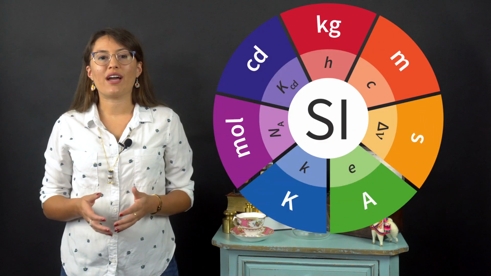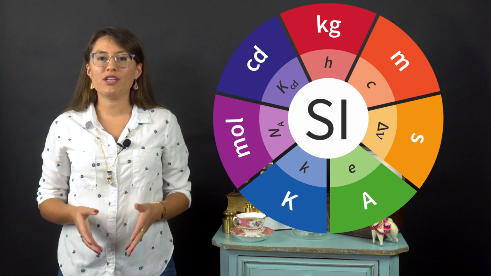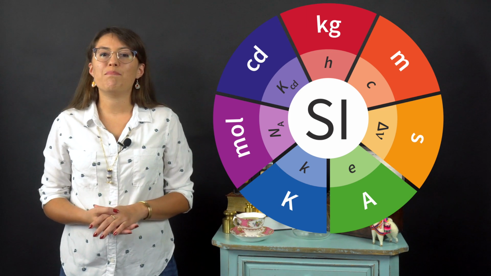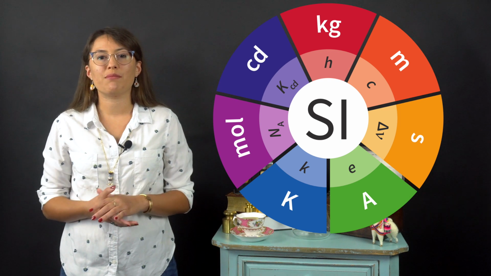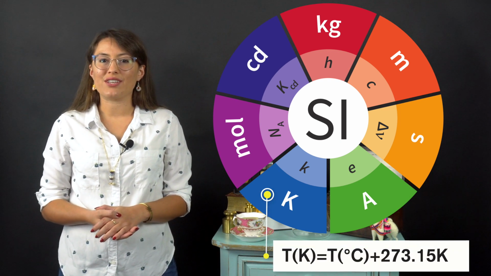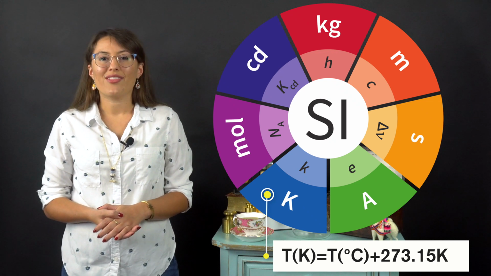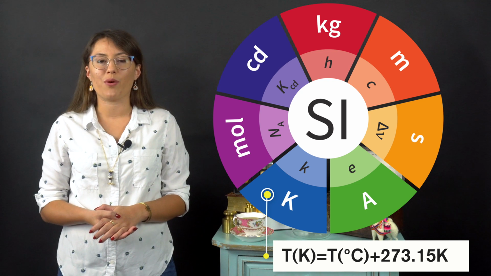We will be using a revised metric system referred to as the International System of Units, which is commonly known as SI units. The base units of the SI system are as follows, and other units can be derived from these base units. It is important to note that the SI unit for temperature is Kelvin. The conversion from degrees Celsius to Kelvin is by adding 273.15.